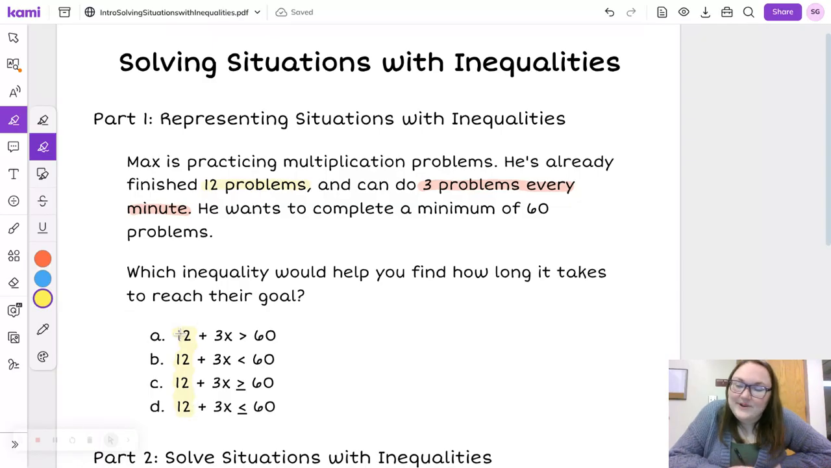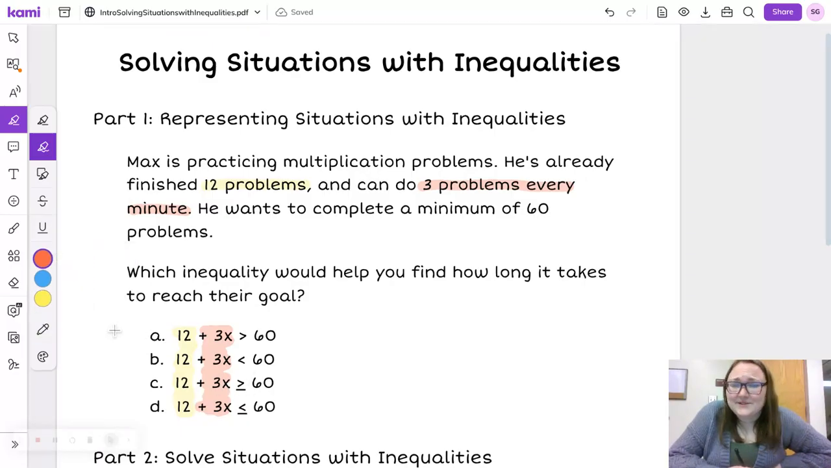That's just a starting point, so there's no variable there because there's no multiplication with the 12 problems. And then he's doing 3 more problems every minute. So we're going to add 3 problems multiplied by however many minutes he does his multiplication, where x is going to be the number of minutes.